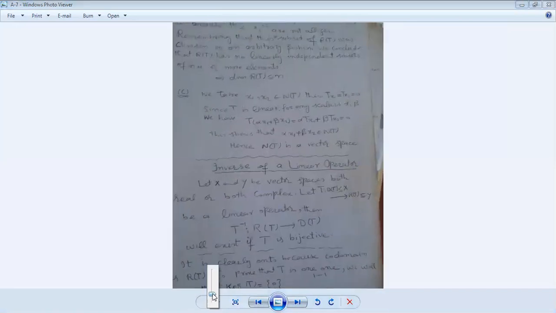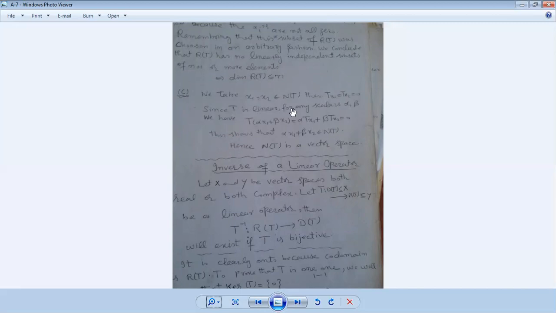For the third part, here, this is the third part. We can prove that the null space of T is a vector space. Actually, null space elements come from the domain of T by the definition of null space of T. So we just show the null space of T is a subspace of the domain of T. So we take two elements x1, x2 from the null space of T, and by the definition of null space, x1, x2 are elements of the domain of T, and T of x1 and T of x2 are 0.